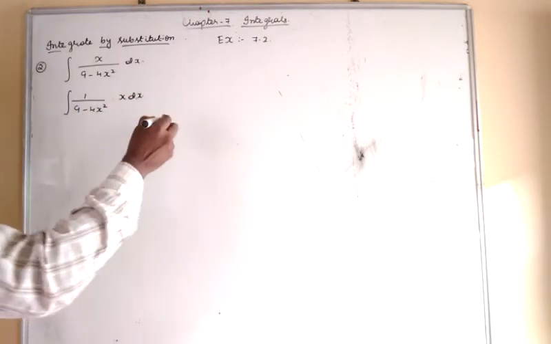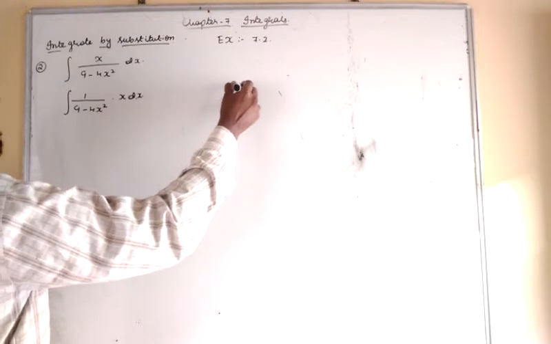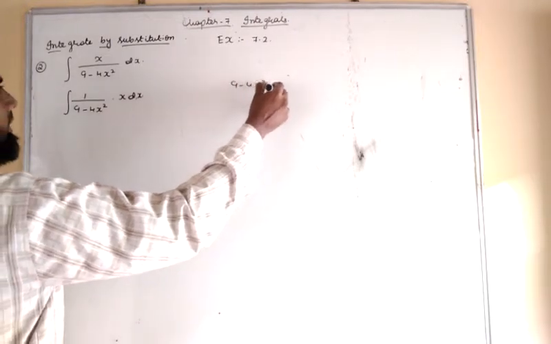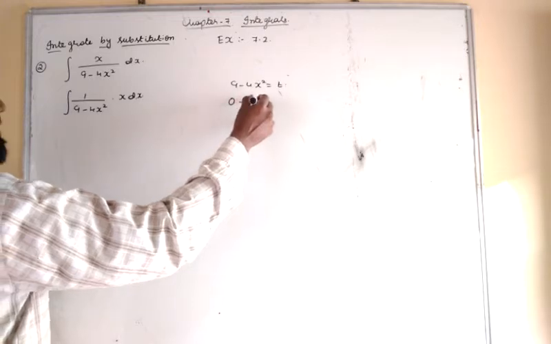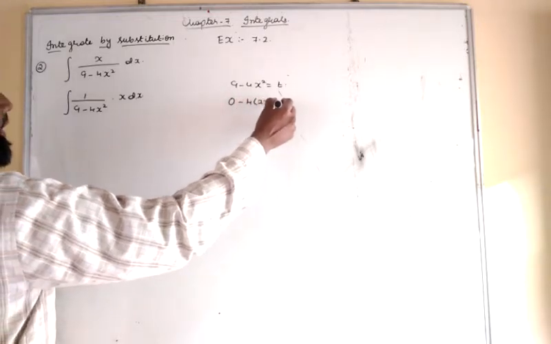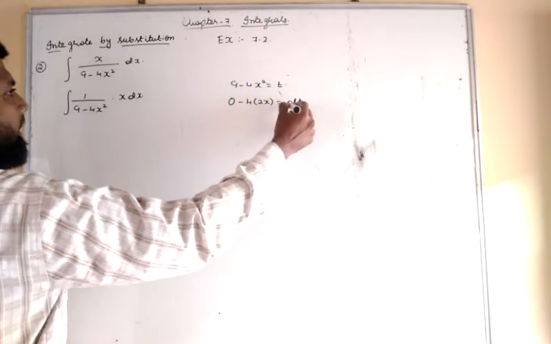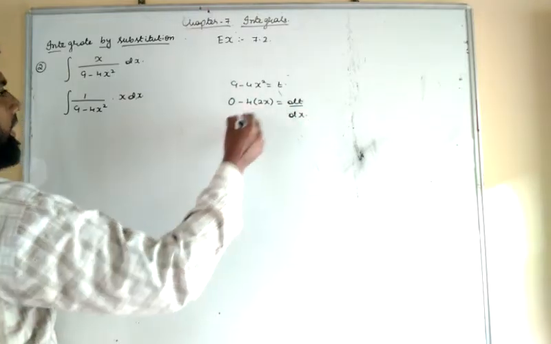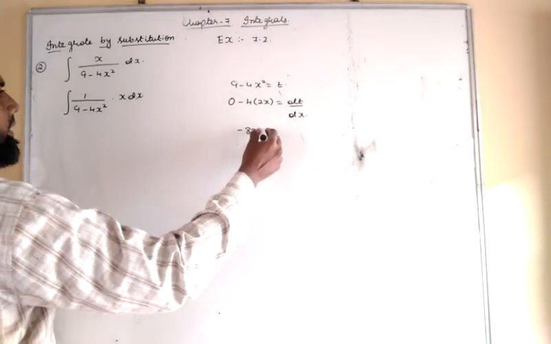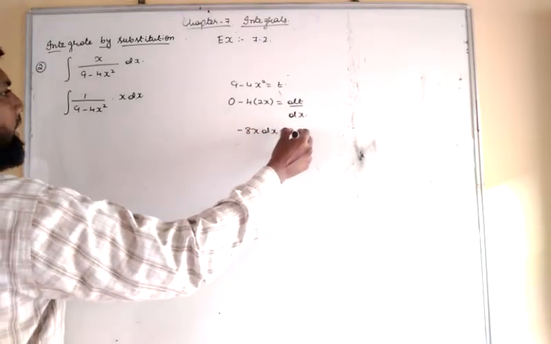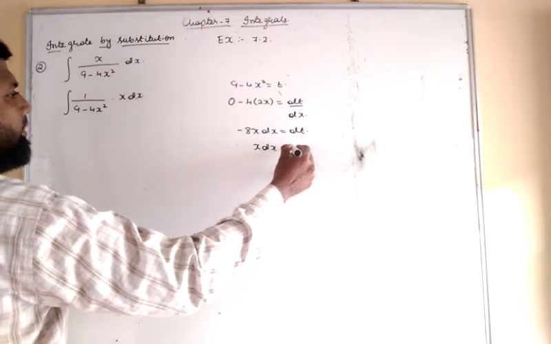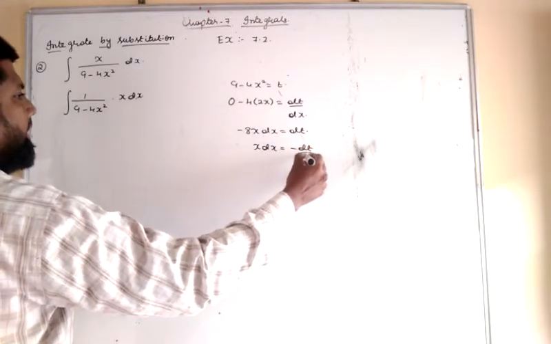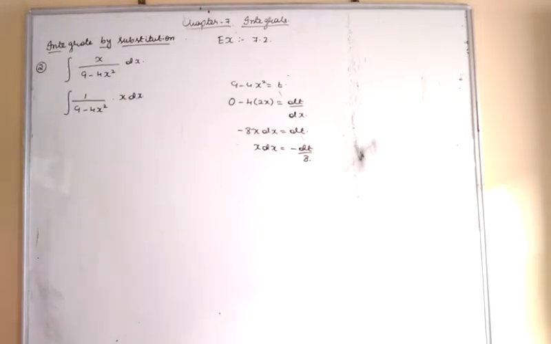If you substitute here 9 minus 4x square is equal to t, then differentiation of 9 is 0, 4 is a constant, x square differentiation is 2x, then dt by dx. Then minus 8x dx is equal to dt, then x dx is equal to minus dt by 8 we can write. Let us substitute here.